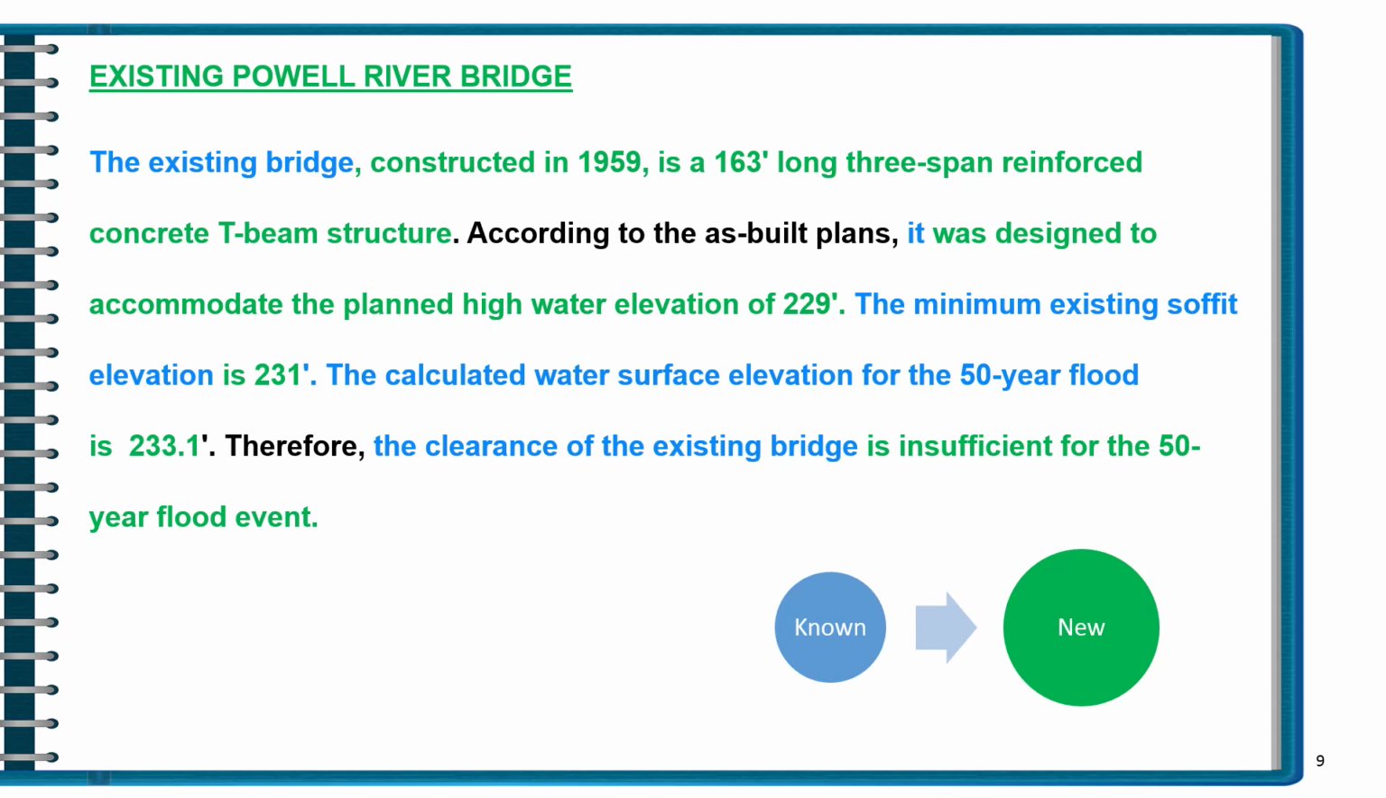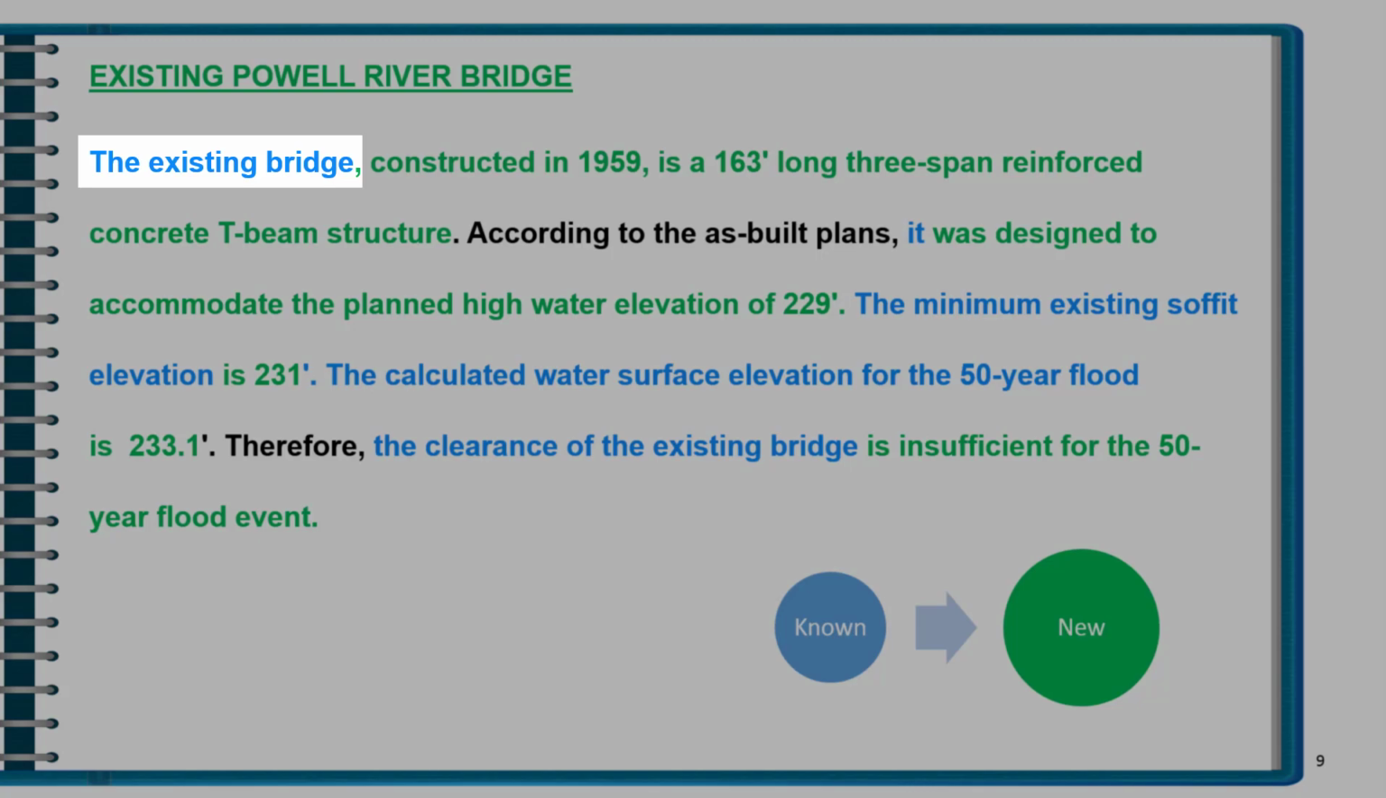Existing Powell River Bridge. The existing bridge, constructed in 1959, is a 163-foot-long, 3-span reinforced concrete T-beam structure. According to the as-built plans, it was designed to accommodate the planned high water elevation of 229 feet. The minimum existing soffit elevation is 231 feet. The calculated water surface elevation for the 50-year flood is 233.1 feet. Therefore, the clearance of the existing bridge is insufficient for the 50-year flood event.